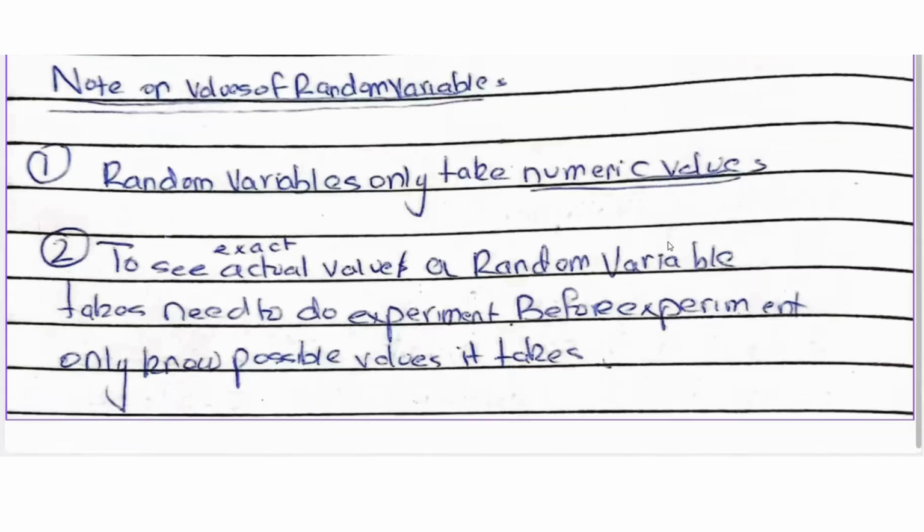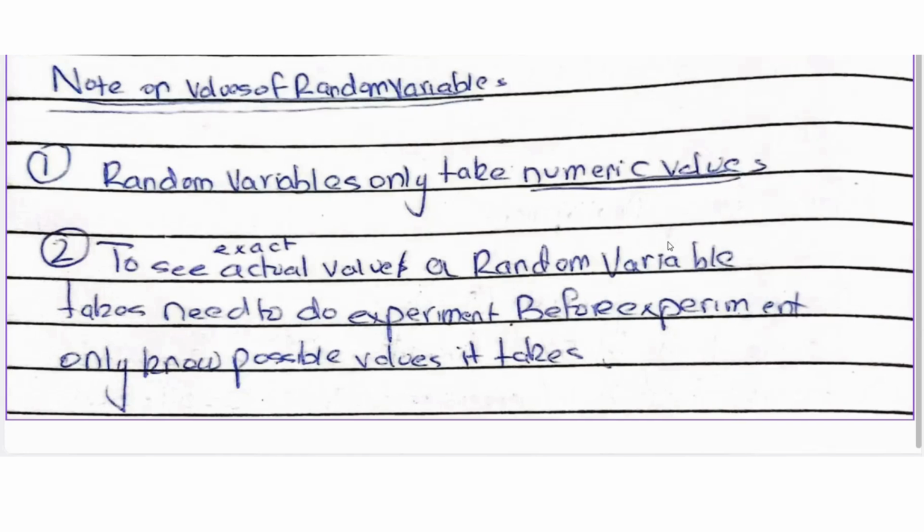Now, just one final note on values of random variables. Random variables only take numeric values, and that makes sense, right? Because we said we're defining it as a function that maps outcomes from the sample space to real numbers, right? So it's taking outcomes in your sample space and assigning them numbers, so the random variable will take numeric values. So in the first example, it took values 0 and 1. In the second example, it took values 0, 1, 2, and 3.